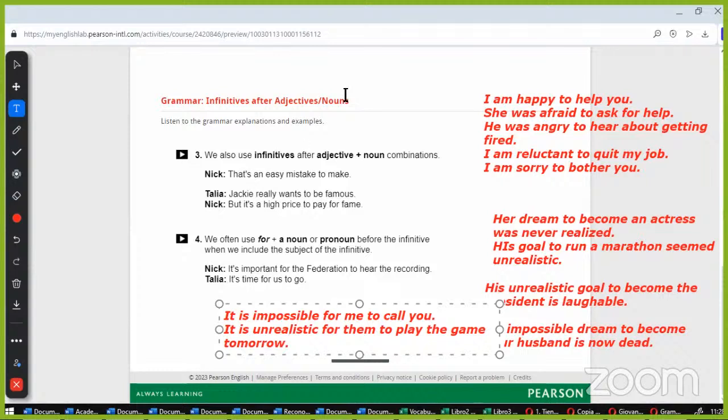Again, we're using here a noun or a pronoun in this case with for to basically say like the subject. We're basically trying to mention the subject here of the infinitive.